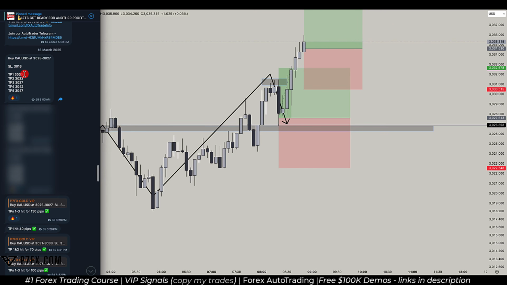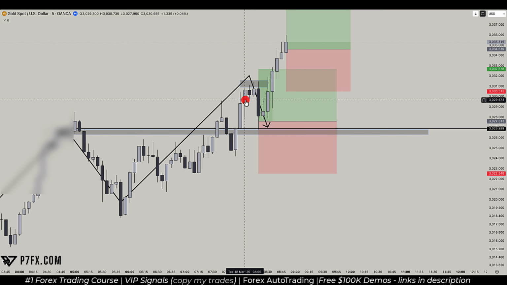As you can see here, for our first entry that was called out at 8:03, we called to buy between 25 and 27. At 8:03 was in the midst of this candle where price was already at 30.30.